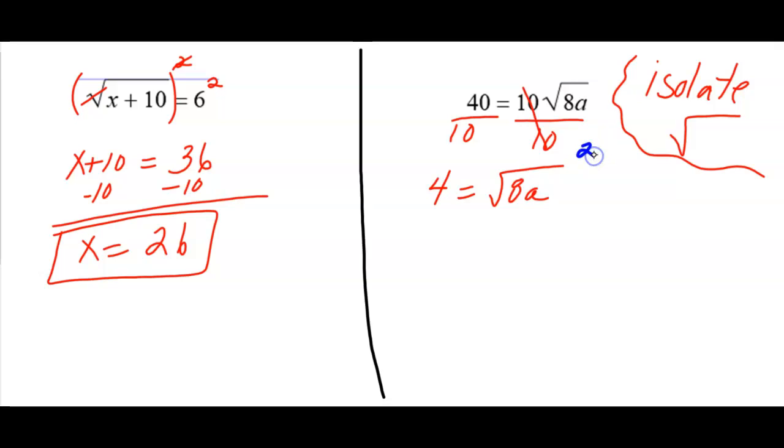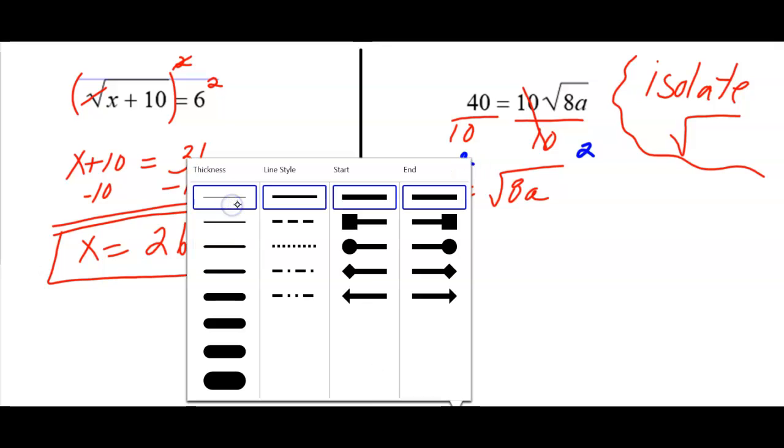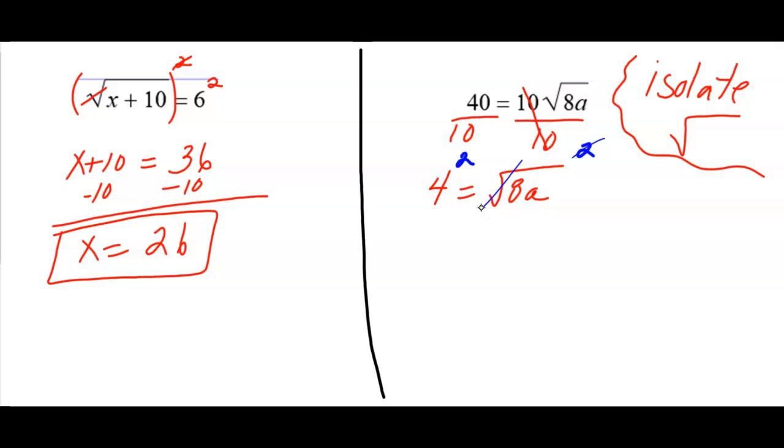If you square this side and this side, then your power of 2 cancels off that square root. 4 to the second power is 16. And now this 8a is no longer under a radical. It's free. Then we divide both sides by 8 because the ultimate goal is to get the variable alone. So a equals 2.